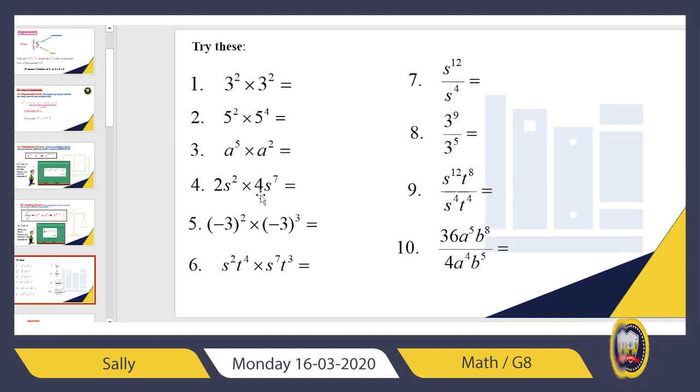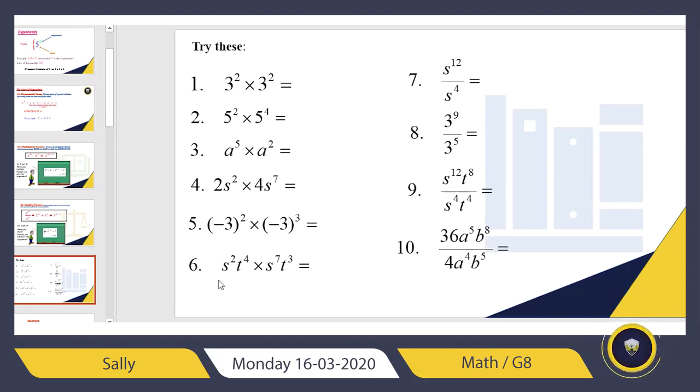2s power of 2 times 4s power of 7. So here the numbers, I'm going to multiply the numbers. It has nothing to do with the powers. 2 times 4 equals 8, and here I have the same base, s to the power of 2, s to the power of 7. So the answer will be 8s to the power of 9. What about here? Negative 3 power 2 times negative 3 power 3. I have the same base, which is negative 3. So I'm just going to add the power. So the answer will be negative 3 to the power of 5.